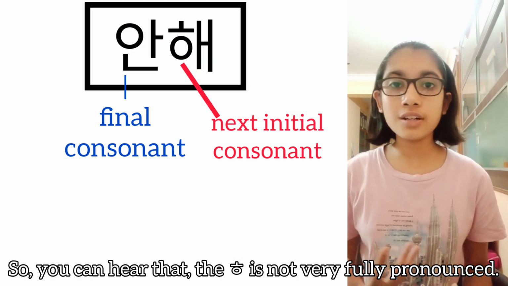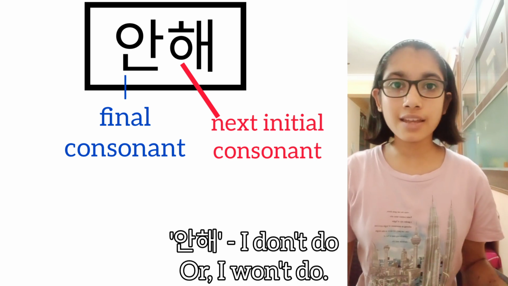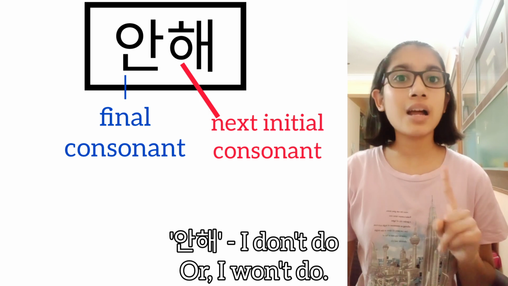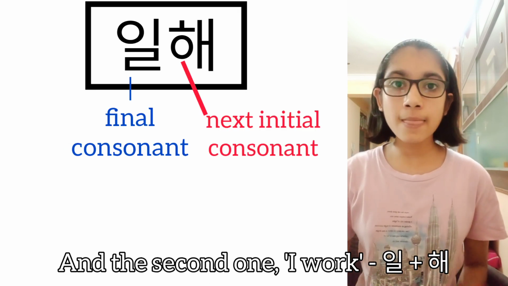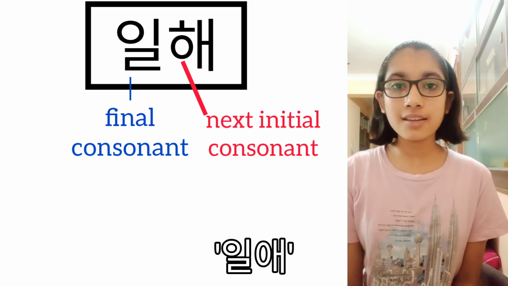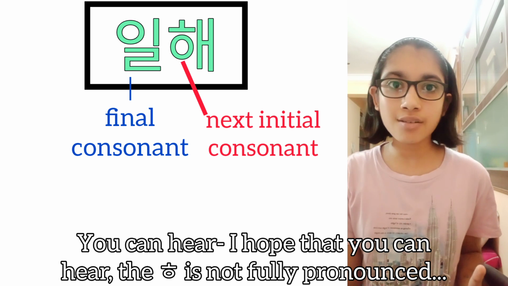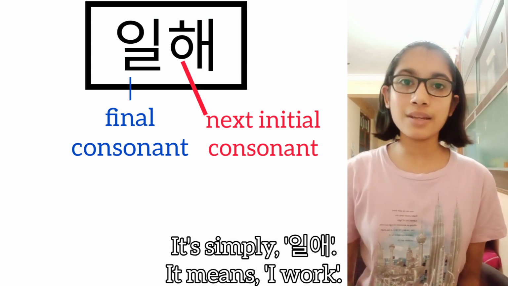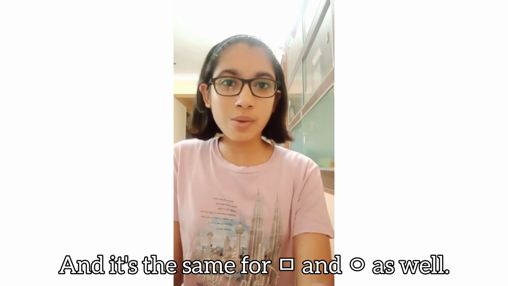So you can hear that the hiet is not very fully pronounced, ane. I don't do or I won't do. And the second one, I work, ir plus he, ire, ire. You can hear, I hope that you can hear, the he is not fully pronounced, it's simply ire. It means I work. And it's the same for miem and ing as well.